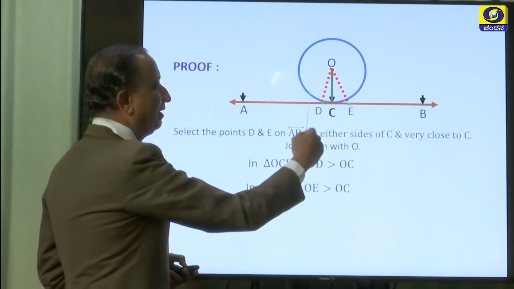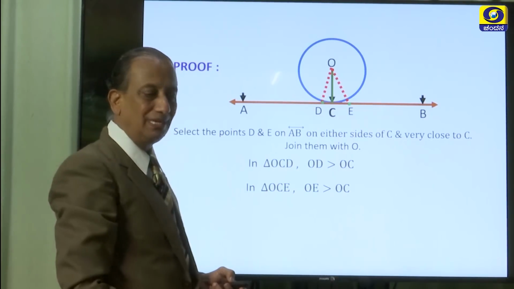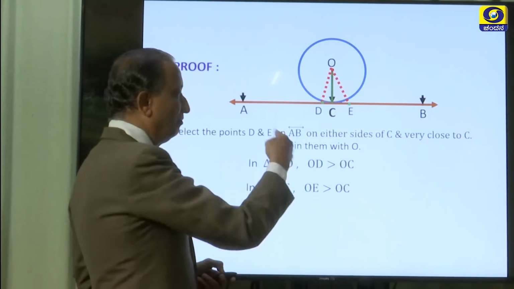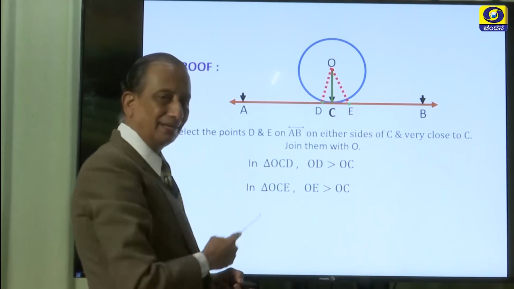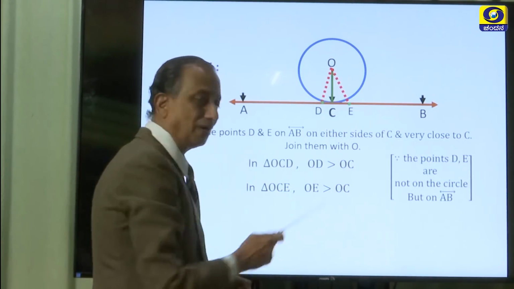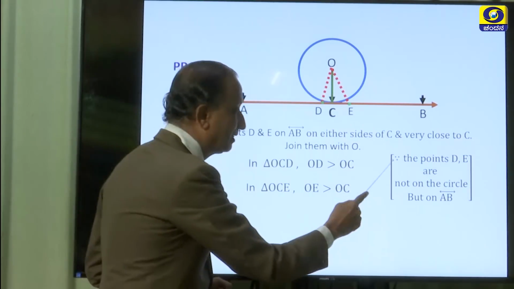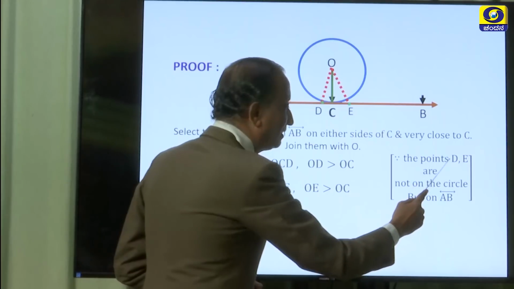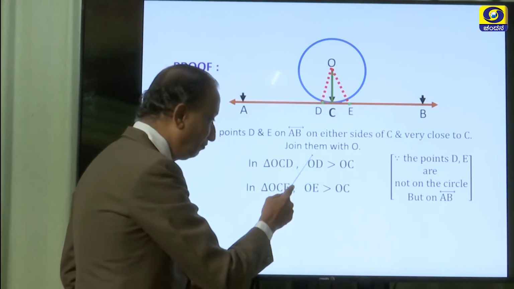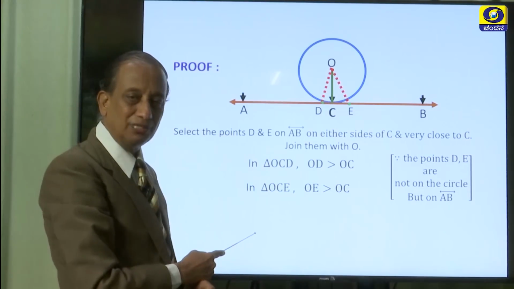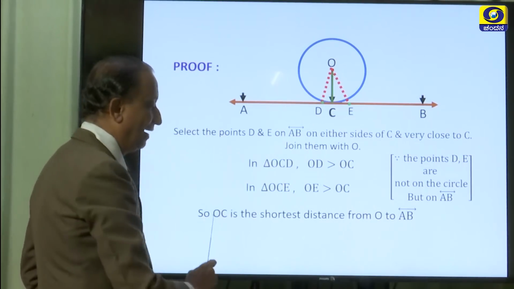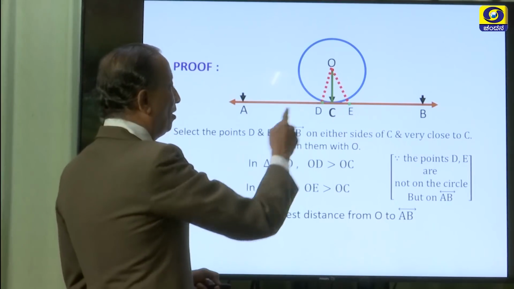Therefore if you compare the lengths of OD and OC, definitely we can say that OD is greater than OC in length. Similarly on the right side we have another triangle OCE. In triangle OCE, if you compare the lengths of OE and OC, for the same reason OE has to be greater than OC. And children, in geometry you know, for every step in the proof we need to write the reasons like this. This is the symbol for 'because': the points D and E are not on the circumference of the circle but on the straight line AB, therefore they have to be greater than the radius OC. I think this is sufficient to conclude that OC has to be the shortest distance from the point O to AB.